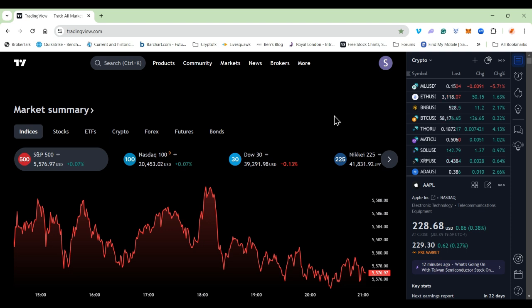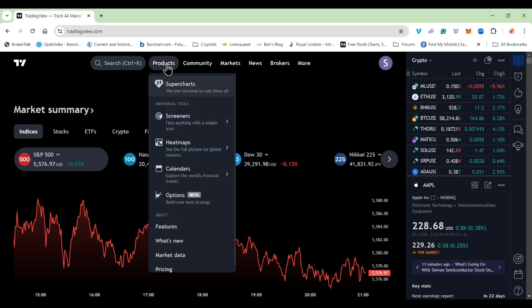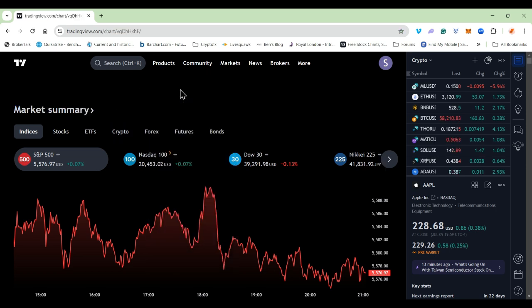Unit 2 was obviously all about identifying a trade. So we use technical analysis to help us try and identify a trade. Super important for us to figure out and know how to use. And we do this at tradingview.com. This is the website that I showed you. So we head to this website and then we want to head to the products, Super Charts.